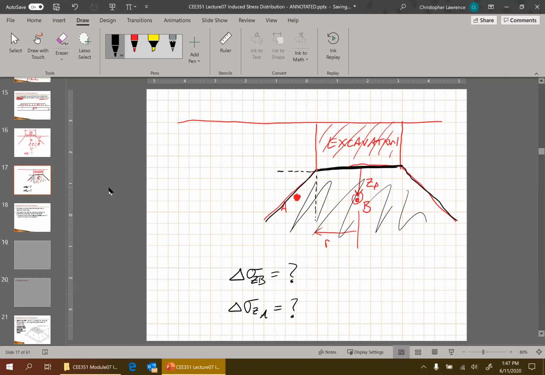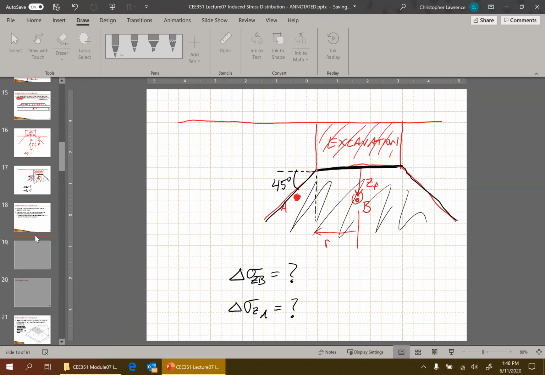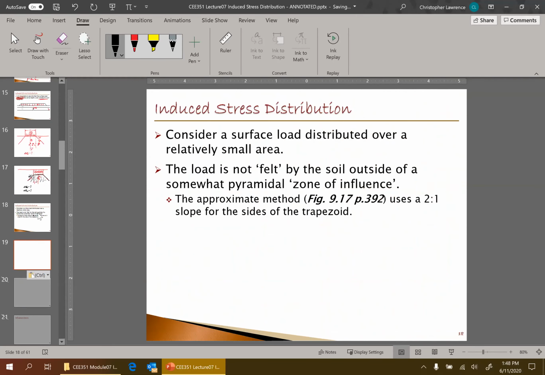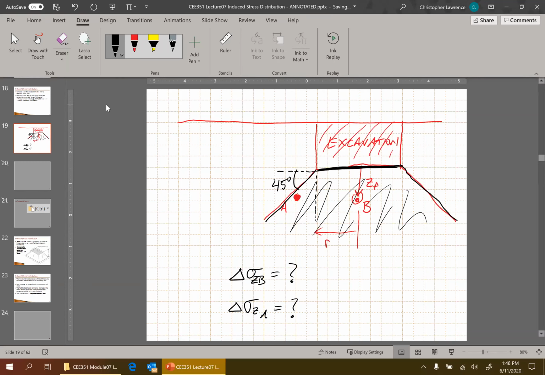45 degrees approximately. Now again, that approximate method is not exactly what I'm doing here. It considers a 2-to-1 slope, and using simple geometry, it derives some equations, all right? So what exactly are we getting at? Well, I want to look a little bit deeper at this idea and talk about these influence zones, overlapping influence zones.